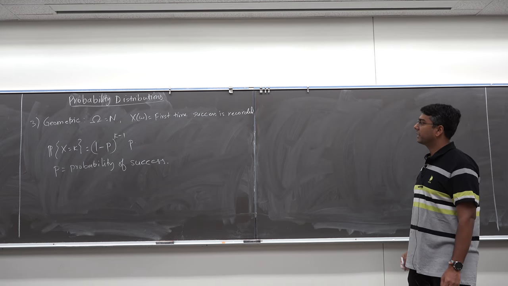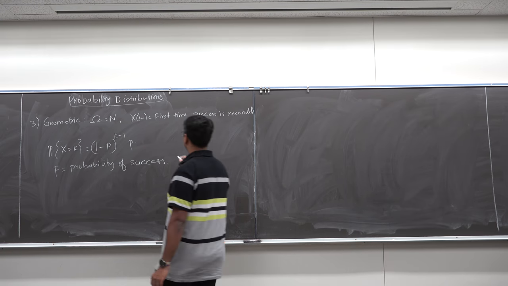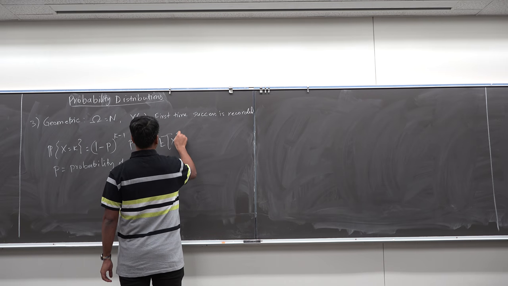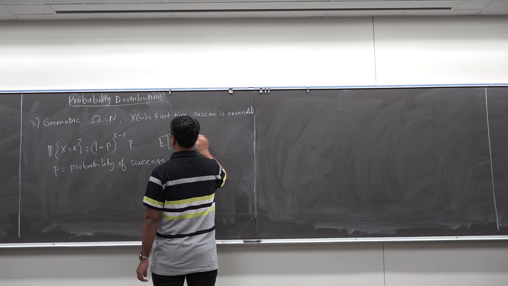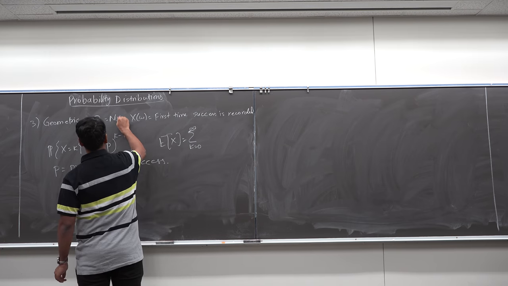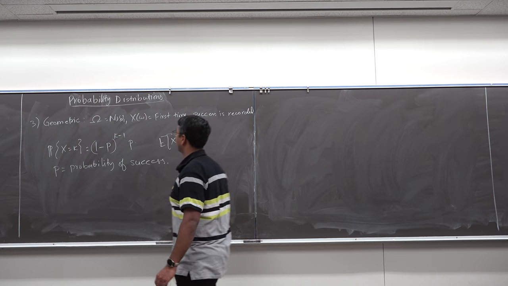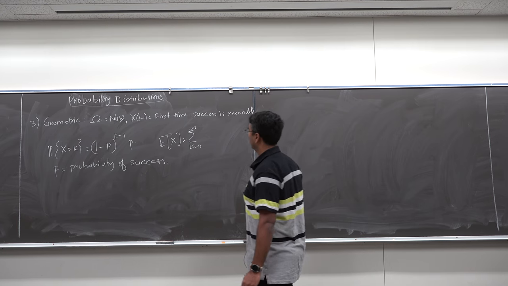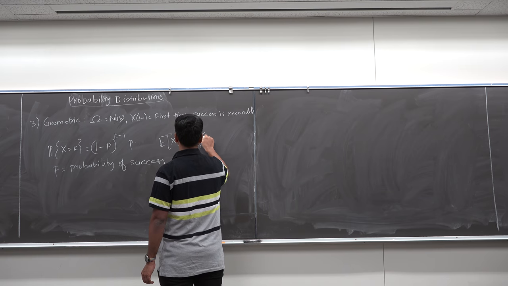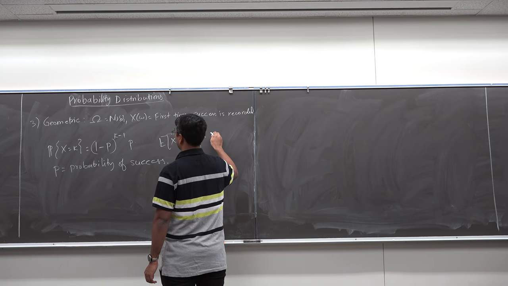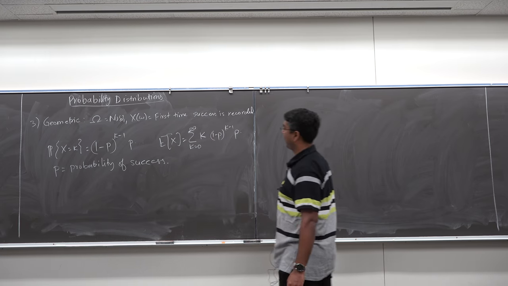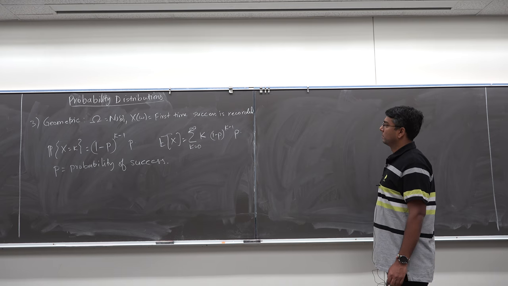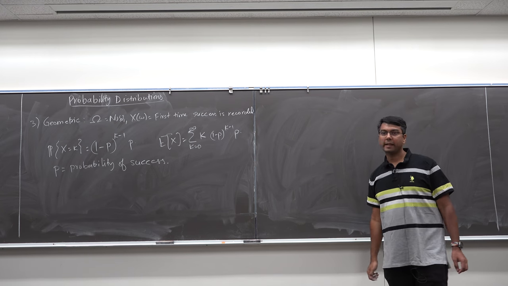If you want to figure out what the expected value is, the expression is simple. You want to start from k equals 0 to infinity. Remember omega is n union 0, so all the natural numbers including 0 as well. So k goes from 0 to infinity, k times 1 minus p raised to k minus 1 times p. That's the expected value of X.